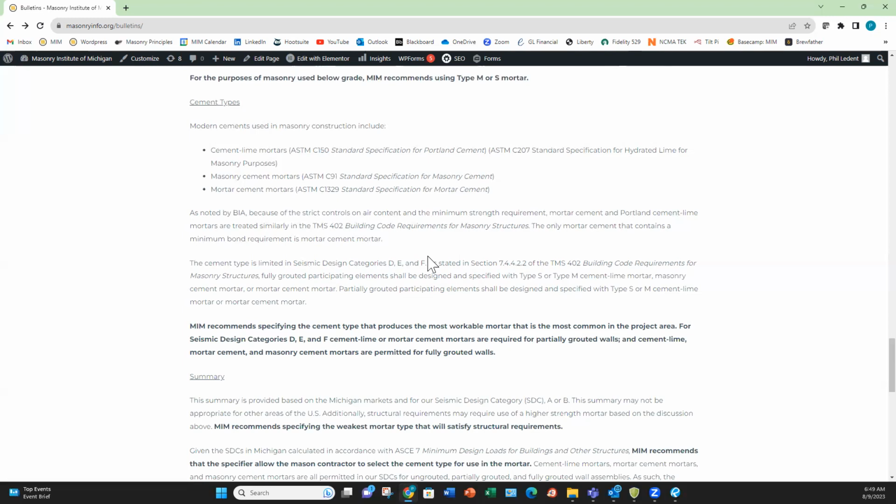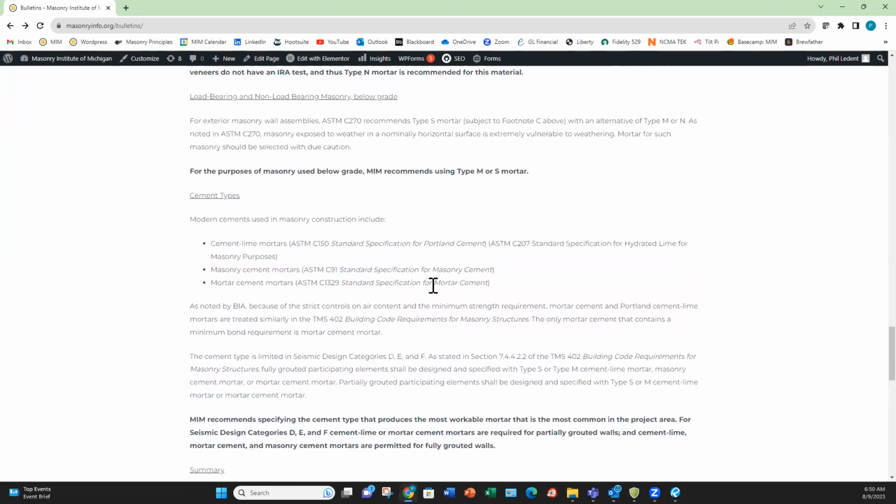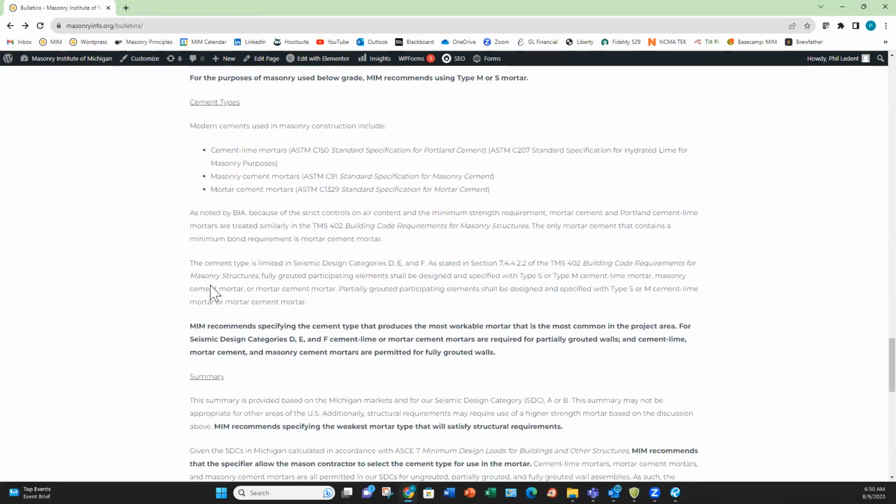In Michigan, we are primarily in seismic design categories A and B. And I believe if we're designing a hospital in St. Joe, Michigan, on the far southwest of our state, we perhaps could get in the seismic design category C. But because we're in lower seismic design categories, we are permitted to use any of these three types of cement in our mortars. So we could use cement lime mortars, masonry cement mortars, or mortar cement mortars.